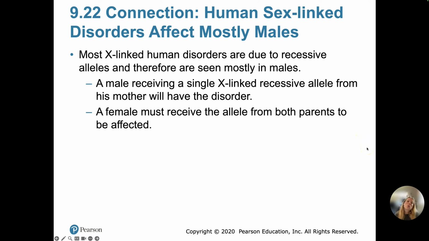Human sex-linked disorders affect mostly males for the same reason, because females need 2 copies of the recessive X chromosome allele, whereas males only need one for the trait to be expressed because males only have that one X chromosome. The other chromosome is the Y chromosome. Most X-linked human disorders are due to recessive alleles and are therefore seen mostly in males. A male receiving a single X-linked recessive allele from his mother will have the disorder, whereas a female must receive the allele from both parents to be affected.